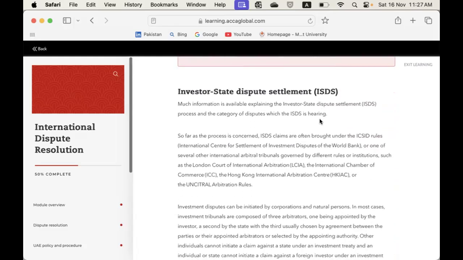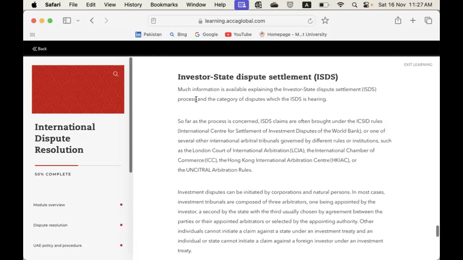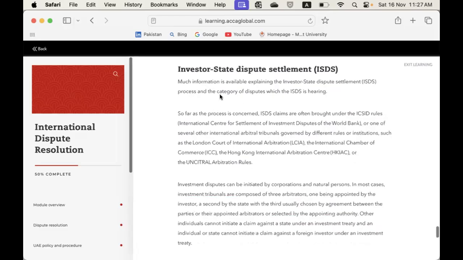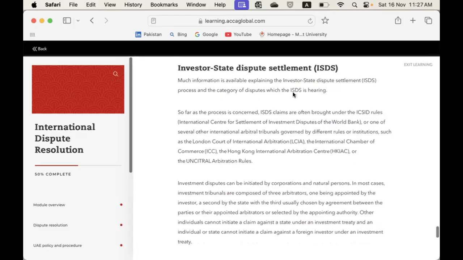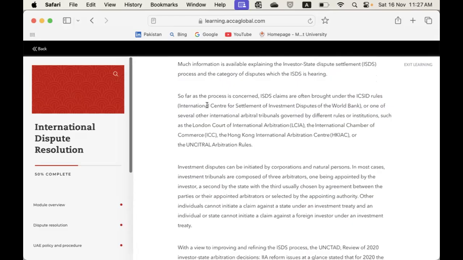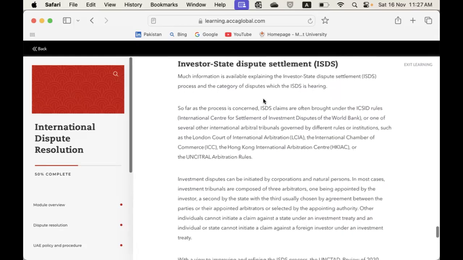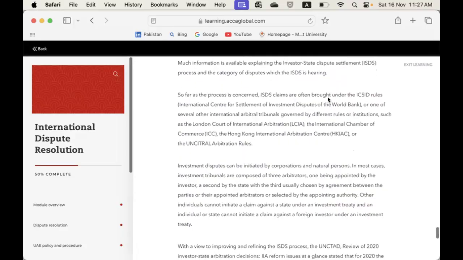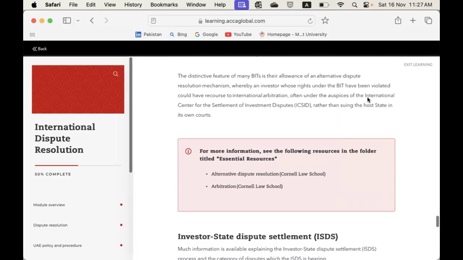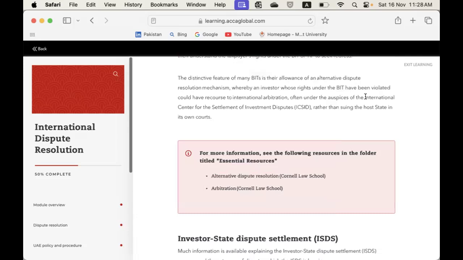Investor state dispute settlements. Much information is available explaining the investor state dispute settlement process and the category of disputes which ISDS, Investor State Dispute Settlement hearing, covers. How does it happen? We're going to look at it. So far as the process is concerned, ISDS claims, and ISDS stands for Investor State Dispute Settlements. Claims are often brought under the ICSID, which we read earlier on, which is the name of the body which deals with international disputes for investment, International Center for Settlement of Investment Disputes.